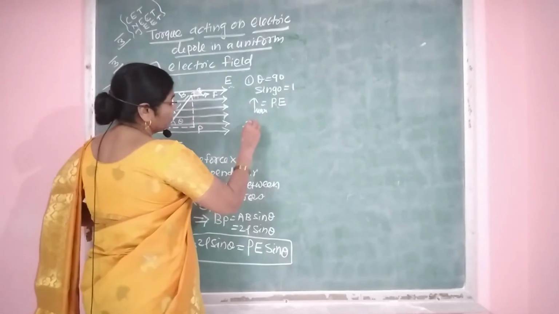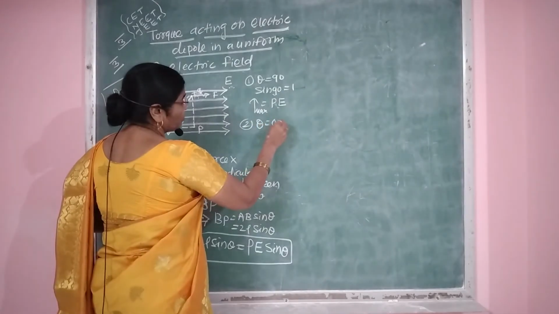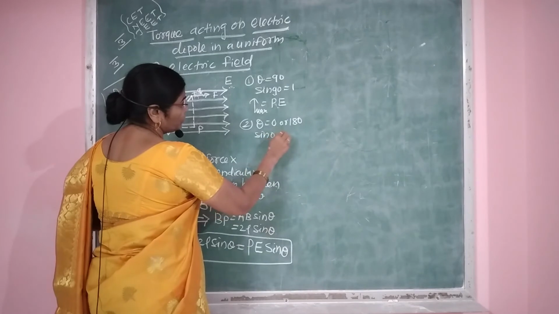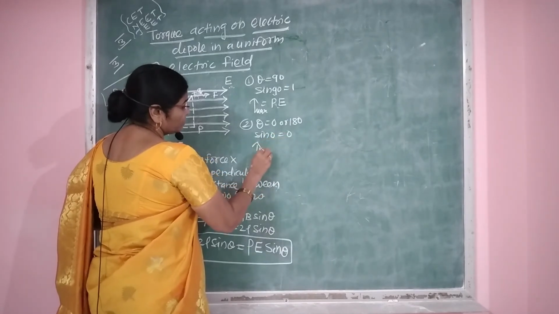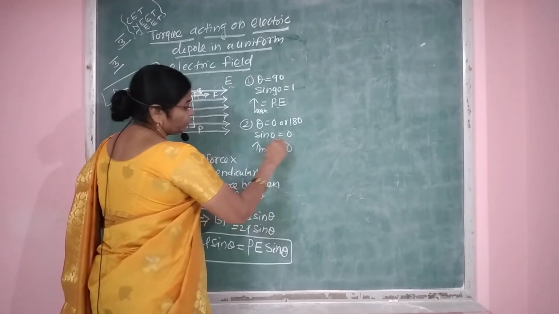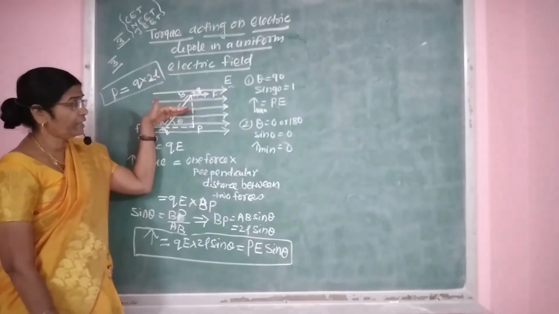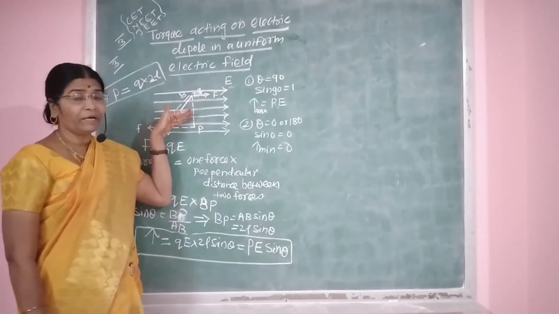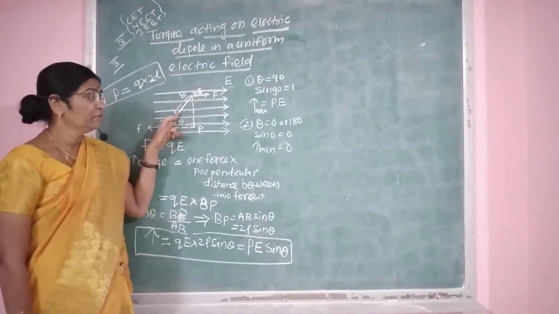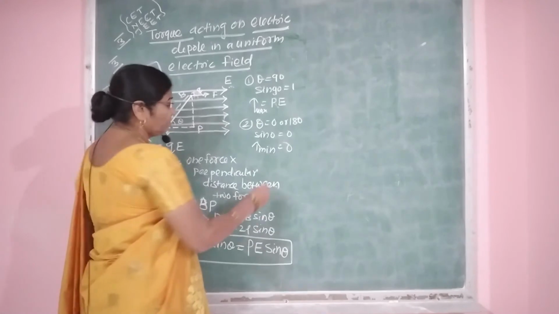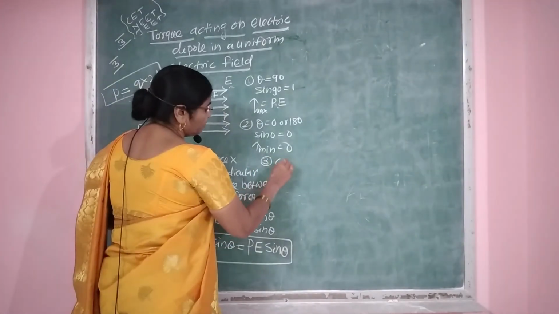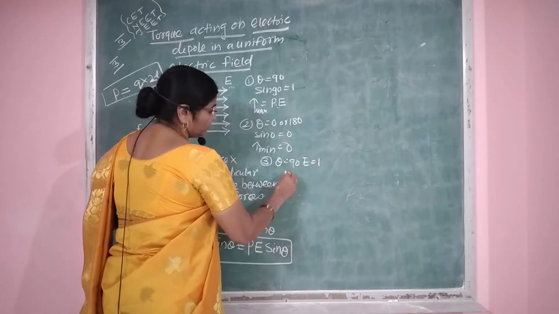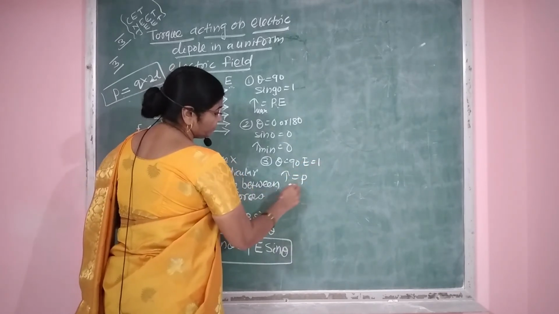Case number 2, when theta is equal to 0 or 180, sin 0 is equal to 0 and torque is equal to 0. Means if the electric dipole is parallel to the electric field, then at that time there will be no torque acting on the electric dipole. Case number 3, if theta is equal to 90 and E is equal to 1, then tau is equal to P.